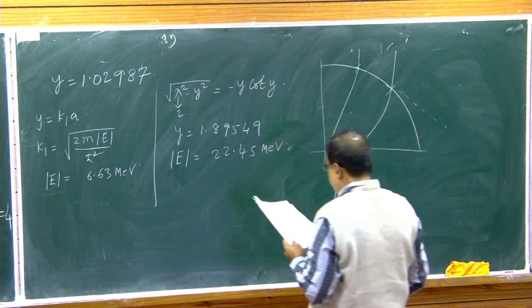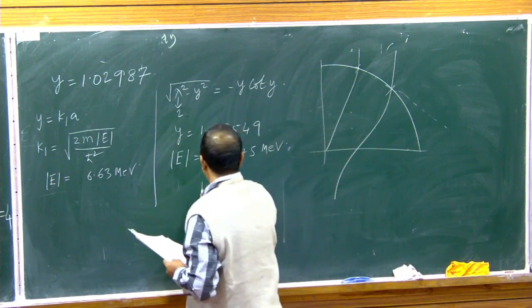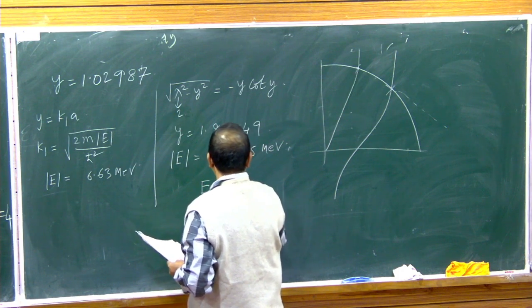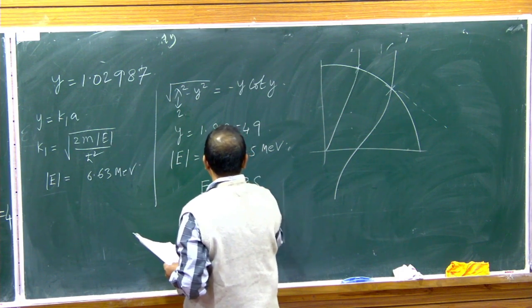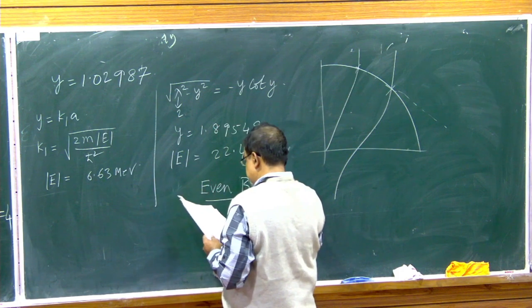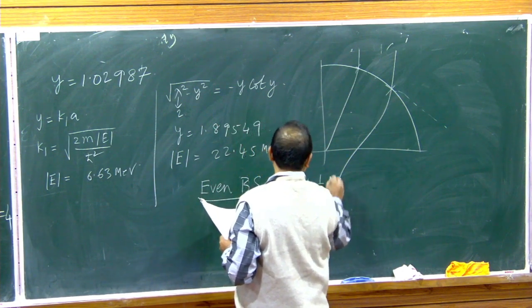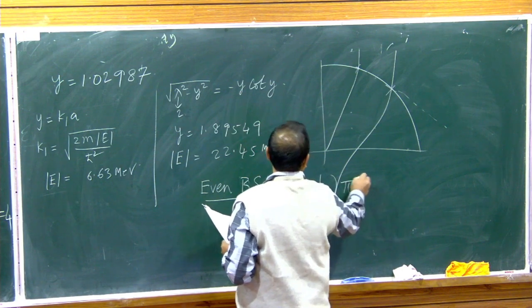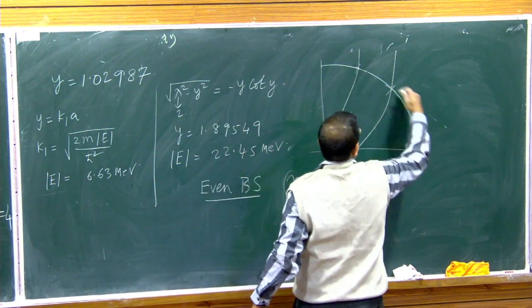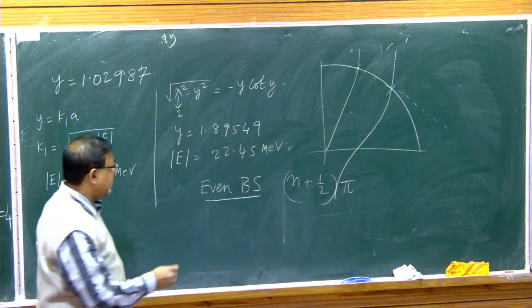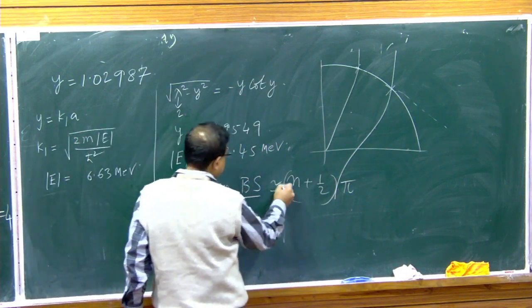And then the even solutions are spaced, even bound states, I'll write BS. Even bound states will be placed equally spaced at n plus half pi. So these are the even bound states. They are placed fairly uniformly close to that. It's not exactly that, but it sort of comes out.